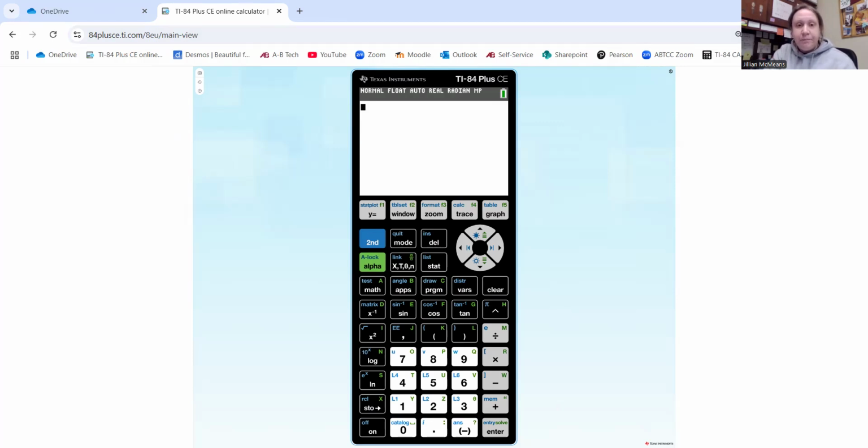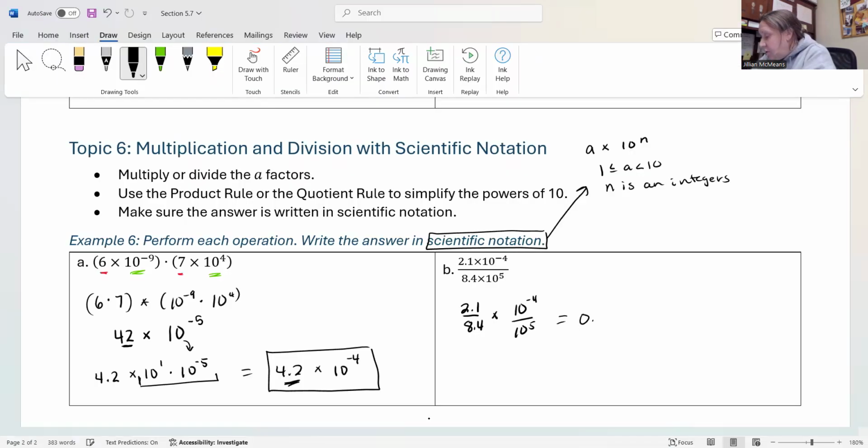All right. So we get 0.25 times 10, and I'm going to show this work here because we're going to have to deal with some subtraction. So we get negative 4 minus 5. We're just using the quotient rule. The quotient rule says if you're dividing two things that have the same base, keep the base, subtract your exponents. So this becomes 0.25 times 10 to the negative 9. That's great, but you always want to check your a factor. Is it between 1 and 10?